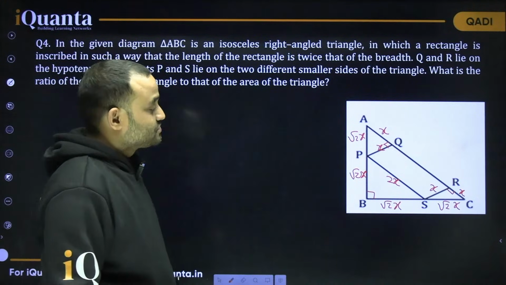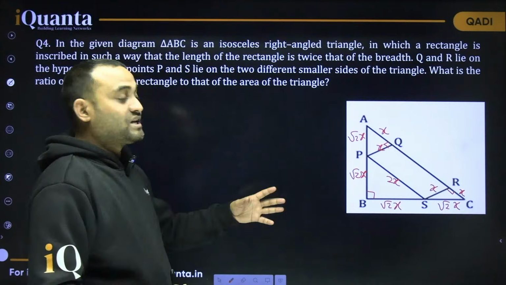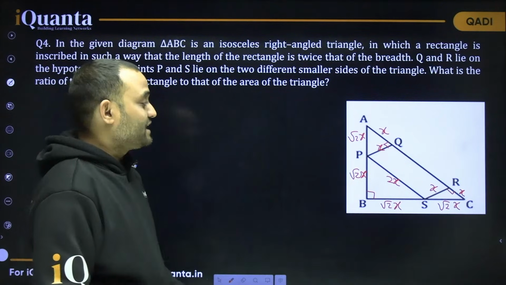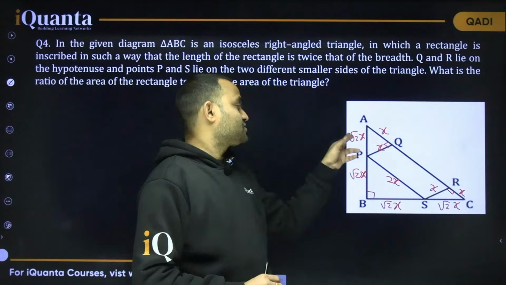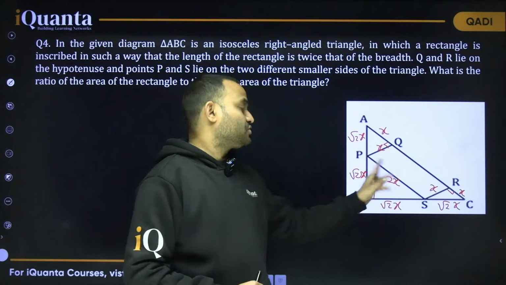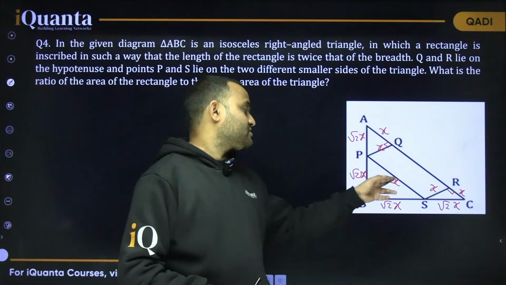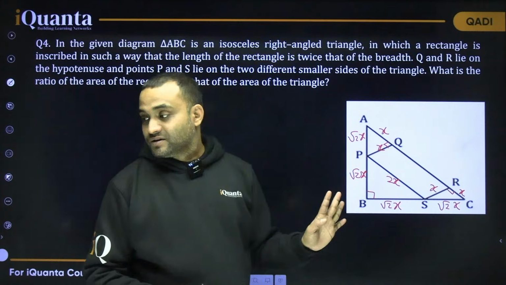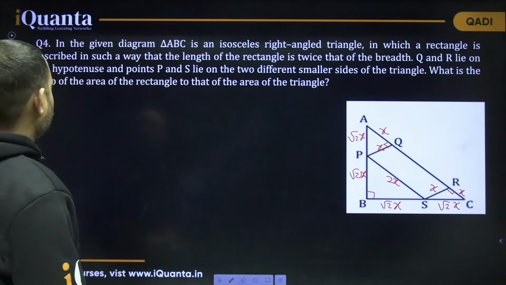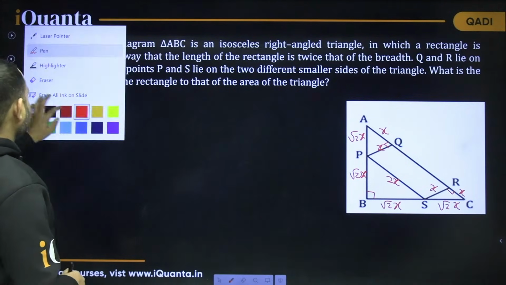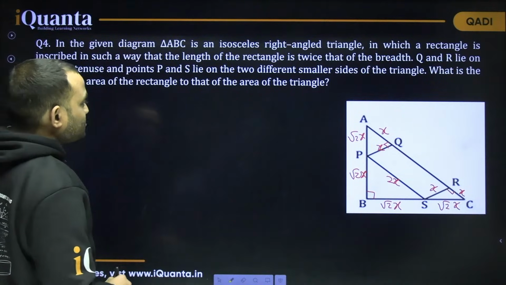Correct? So what we can say, all the lengths are given now, right? 90 degree, 45 degree triangle, x, root 2x, x, root 2x. So root 2x, root 2x, 2x. That's it. So from there, it says what is the ratio of the area of the rectangle to that of the area of the triangle.